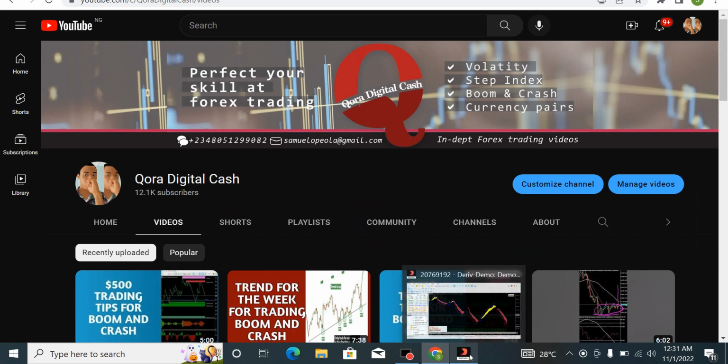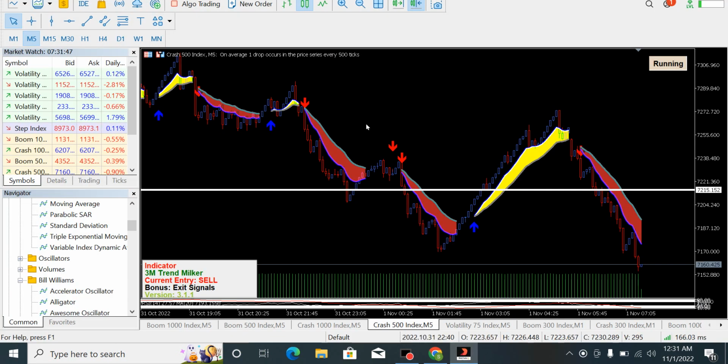So let's go back into what we have right here. Like I said, this is the 3M trend milker indicator, and this particular indicator has been giving us a lot of profit on a daily basis, especially for those that have been using it. They've been making consistent profit. Of course, we still have a few people that are having issues here and there on how to use it successfully, and that is what we'll be treating in this video.